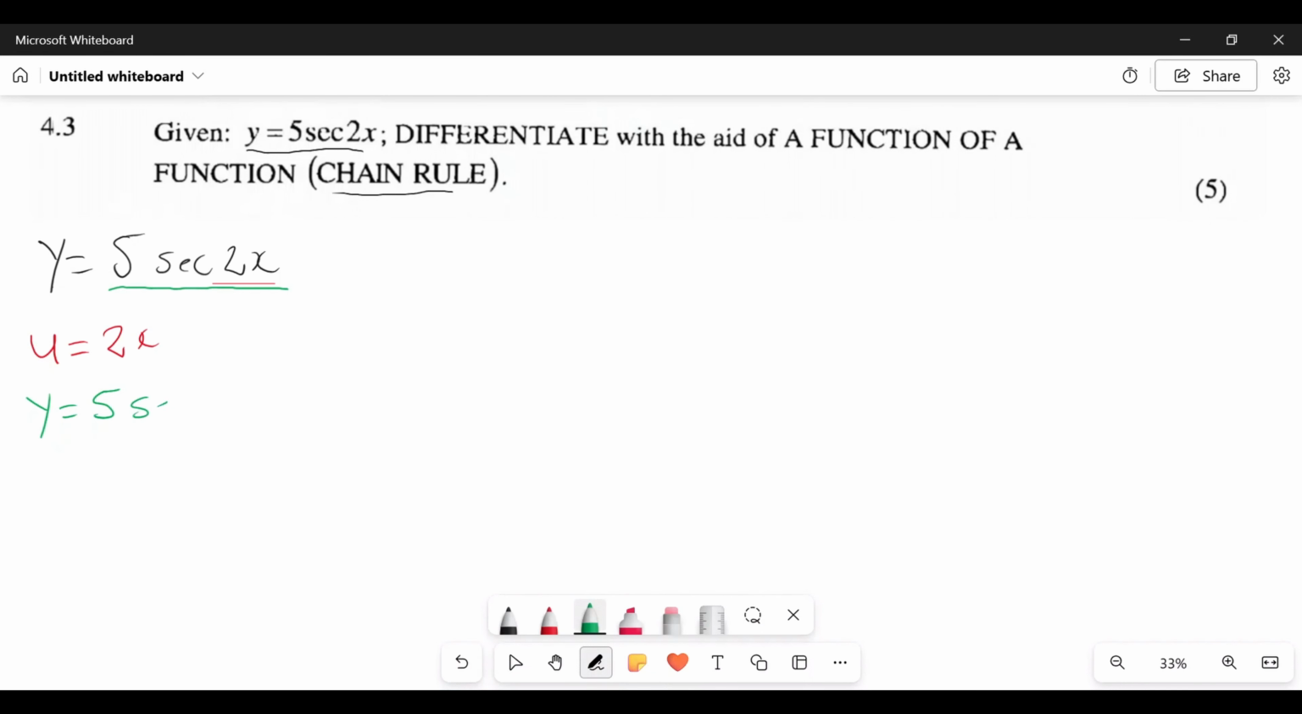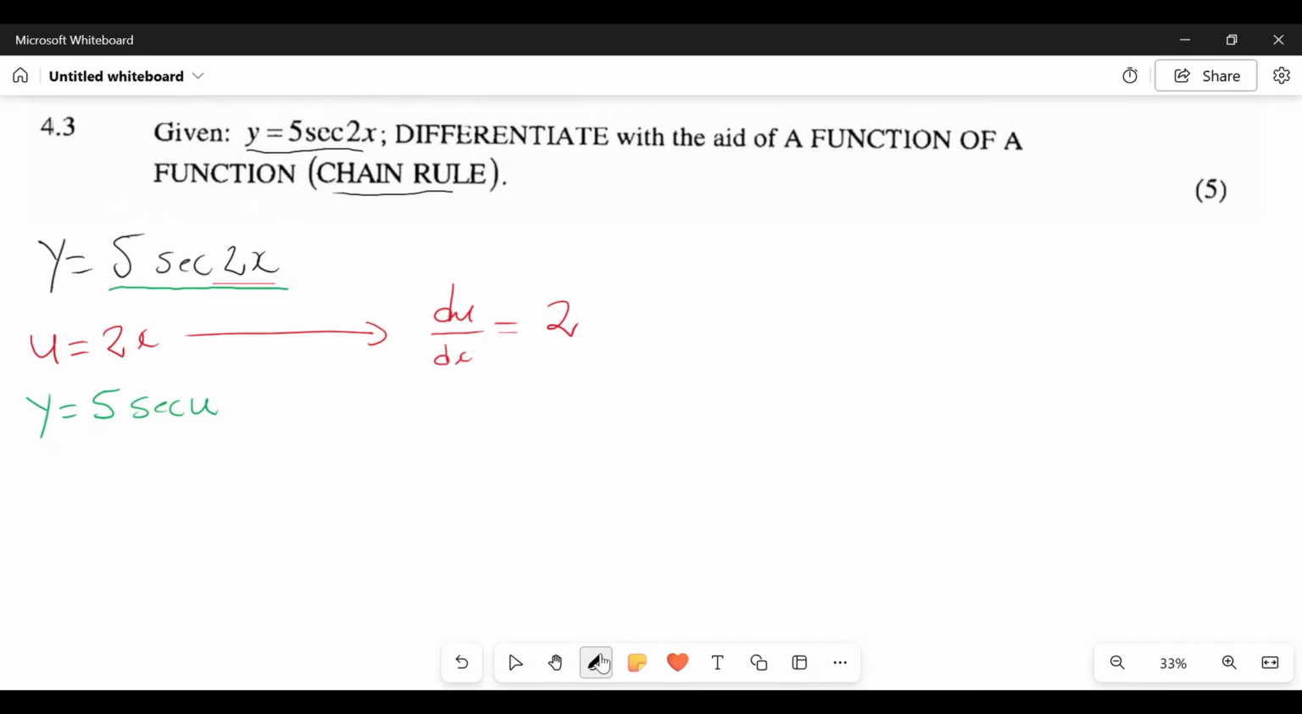And then we write sec, but instead of writing 2x, we're going to write u. Remember, 2x is equal to u. There we go. Then from there, my good people, we derive each term. So I'm going to derive this one first, where we can say du over dx. Remember, we are deriving u with respect to x. So this is the standard derivative, and this is going to give us 2.